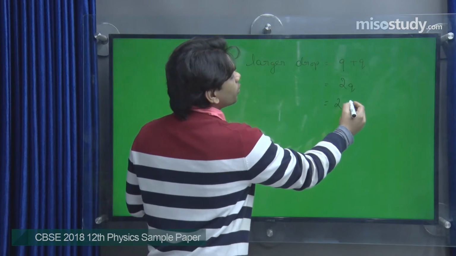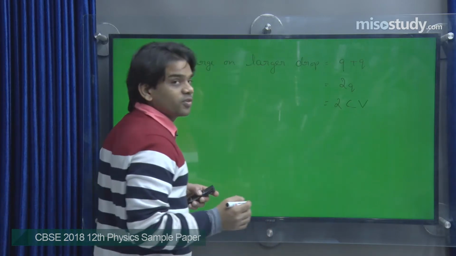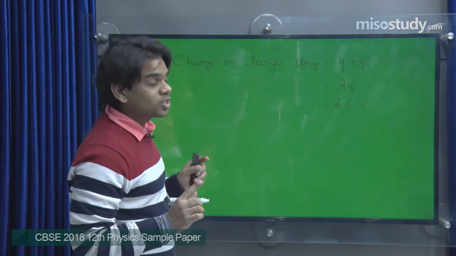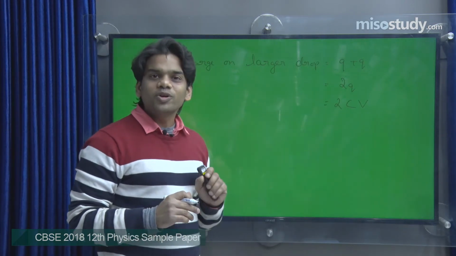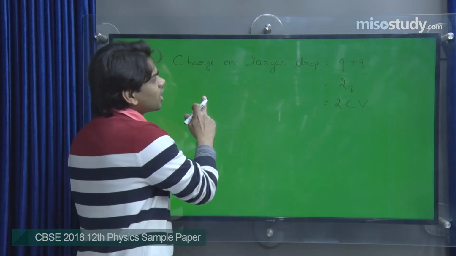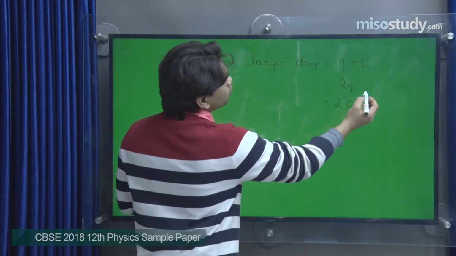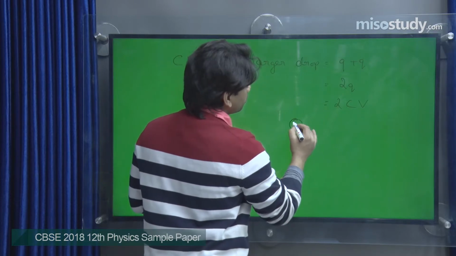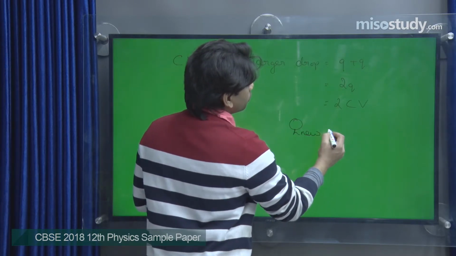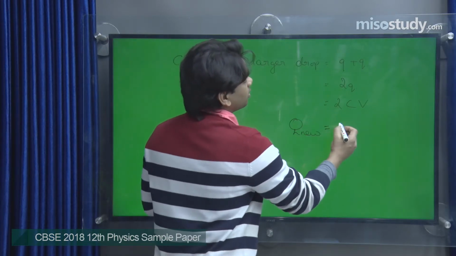This will be equal to 2 into C into V. V is what I am using for the original small drops, and C is the capacitance of the original small drops. Now the charge on the larger drop we got as 2Q. Can we write this 2Q as equal to Q total on the present larger drop?